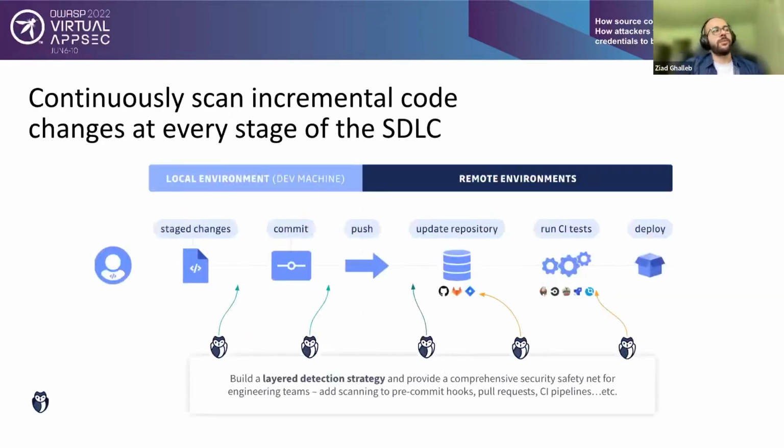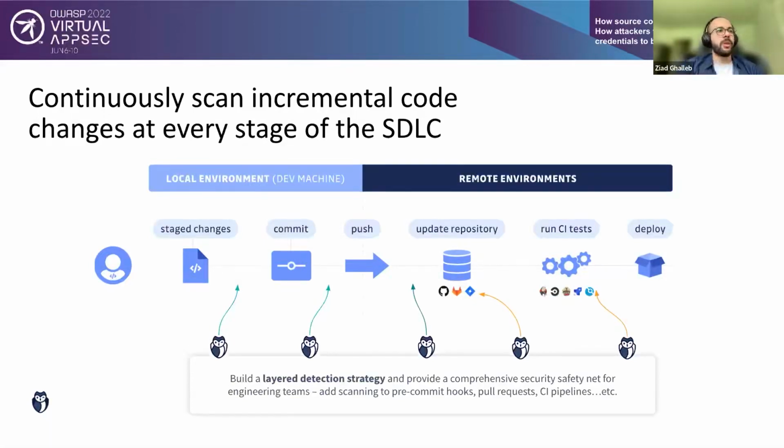And once you have put in place your historical scanning for Git repositories, you also want to continuously scan incremental code changes at every stage of the software development lifecycle. And this can happen. There are many touch points where the secret scanning can be performed. So there are two different environments here. There are the remote environments that are shared across developers, and there is the local environment, which is the developer's workstation or machine.